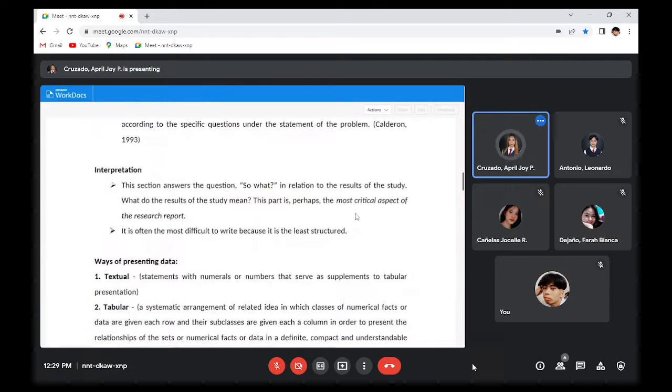Calderon, 1993. Interpretation. This section answers the question, so what, in relation to the results of the study. What do the results of the study mean? This part is, perhaps, the most critical aspect of the research report. It is often the most difficult to write because it is the least structured. So for summarization, data analysis and interpretation is the process of assigning meaning to the collected information and determining the conclusion, significance, and implications of the findings.